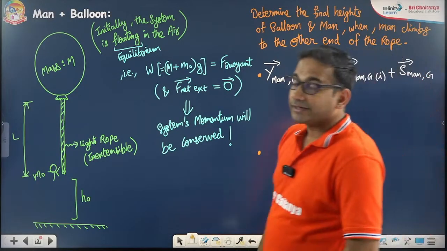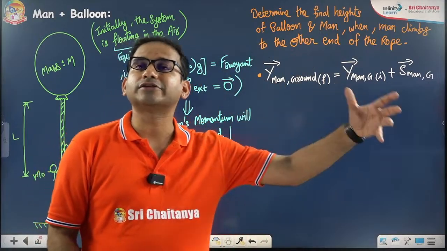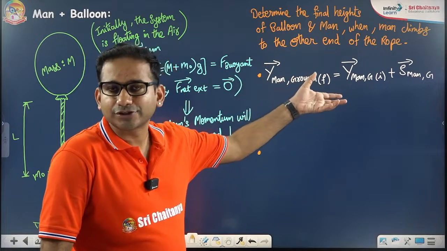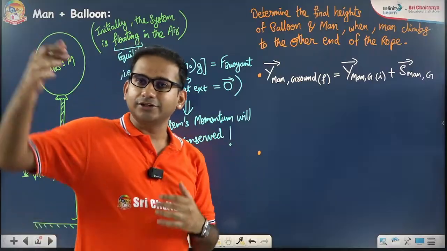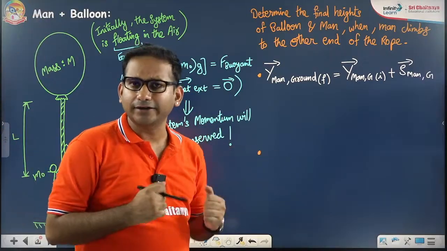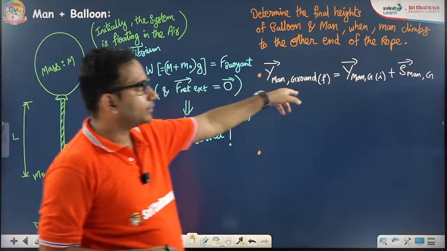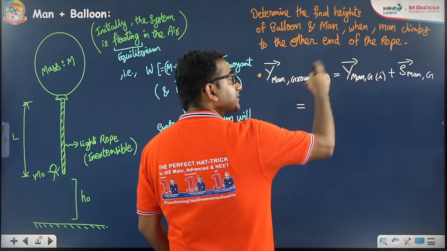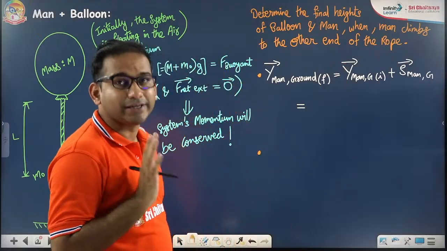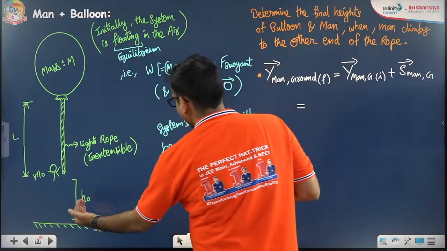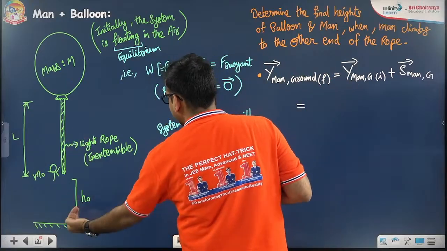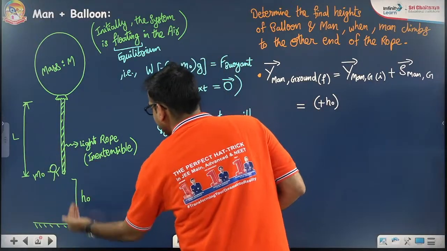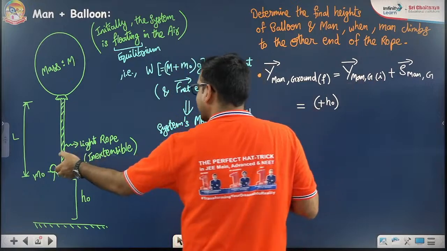Again the same logic, that final is always initial plus whatever change you have considered. Whatever change is brought in the situation of the system. Basically, initially I was there, you displaced me somewhere, I got my final position. So final height will be initial plus the displacement traveled. So the man's position with respect to ground initially is basically plus h naught, because it was upwards, vertically up from the ground, h naught. Now it is further climbing up.